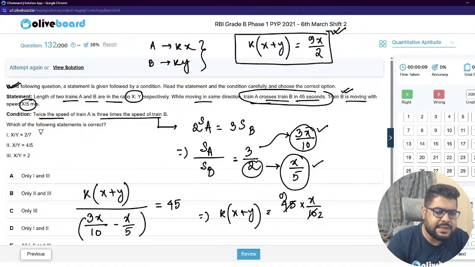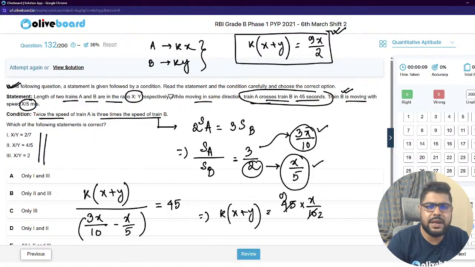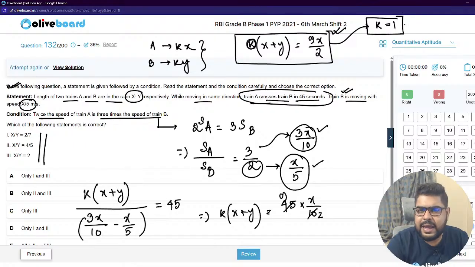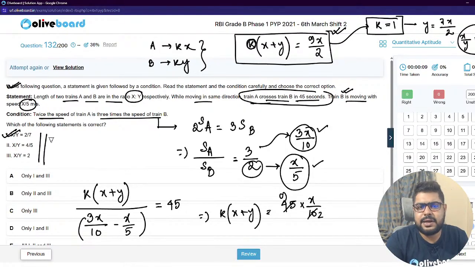Now they are asking which of the following statements can be correct. Because you see, they are asking x by y, but we don't know about k. Let's put values for k. K can be 1, the minimum value. So if I do this, x plus y is 9x by 2, meaning y is equal to 7x by 2. So x by y becomes 2 by 7. Is it there? Yes, this is the first statement. Correct, sir, it is possible.